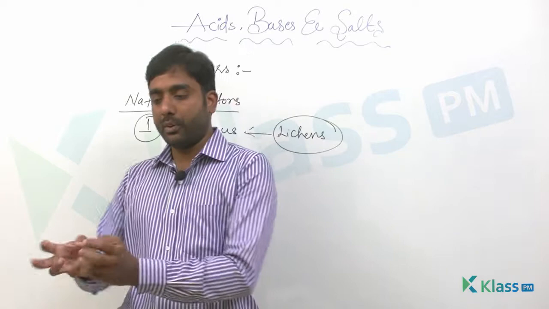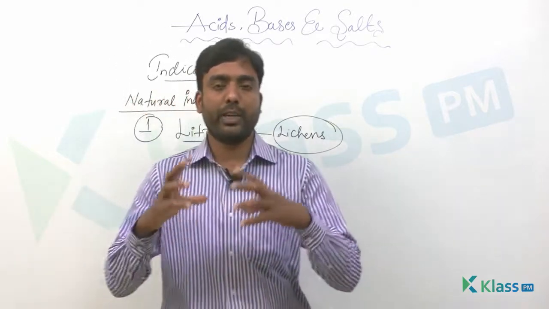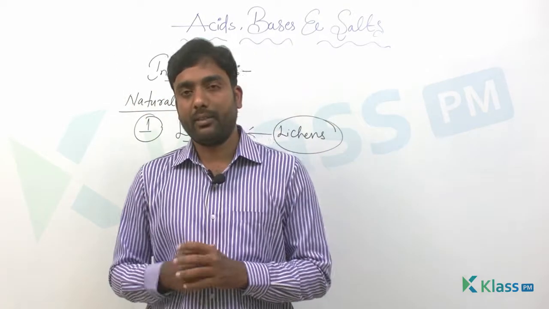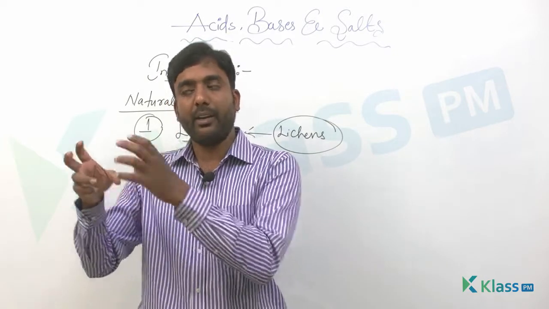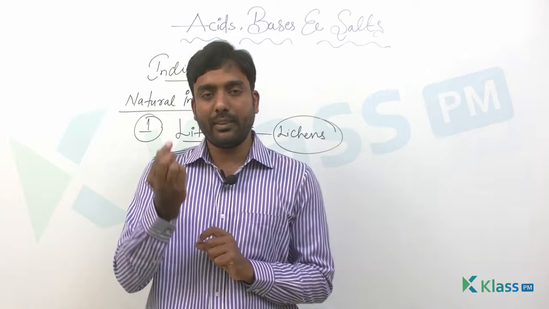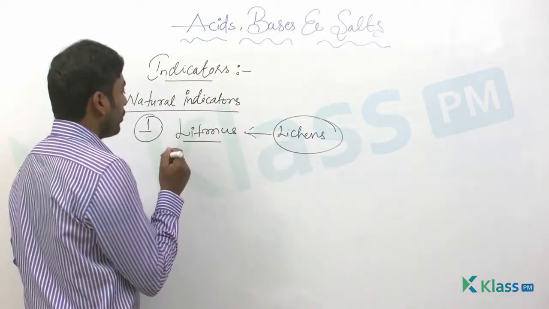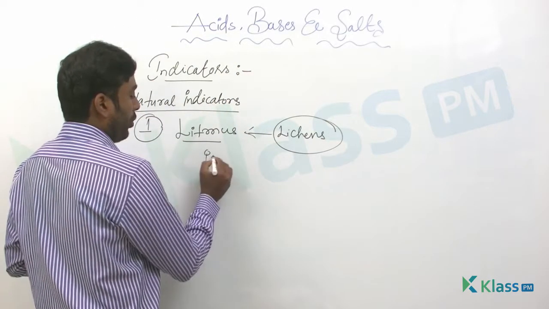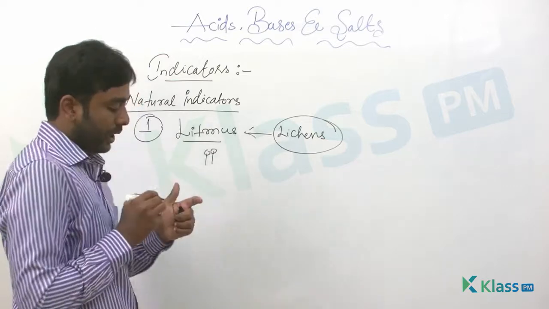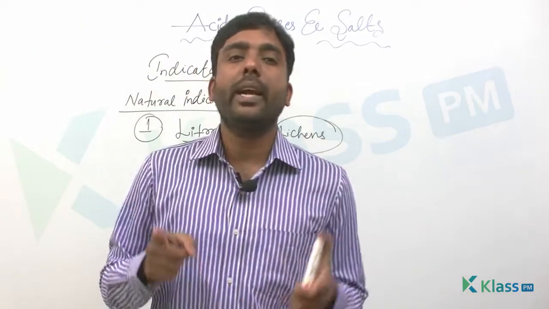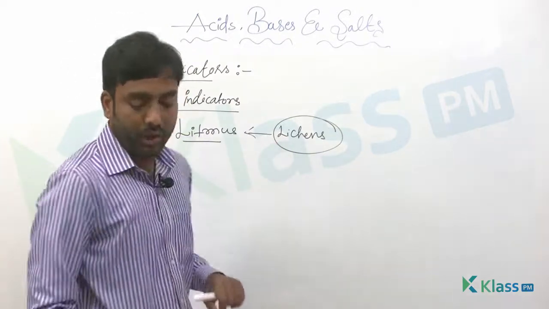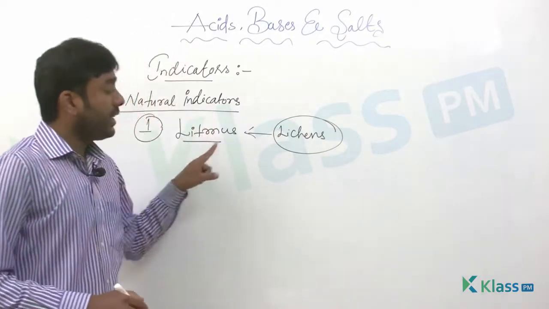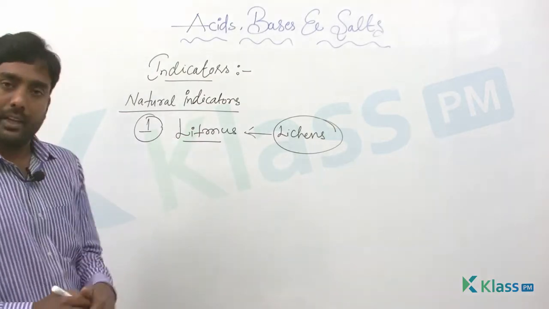If you keep bread for many days, it gets spoiled, attacked by fungus. You will see green colored molds, and some molds of different colors. Those are called fungi. If algae and fungi live together, it is called lichens. So litmus is extracted from the lichens.